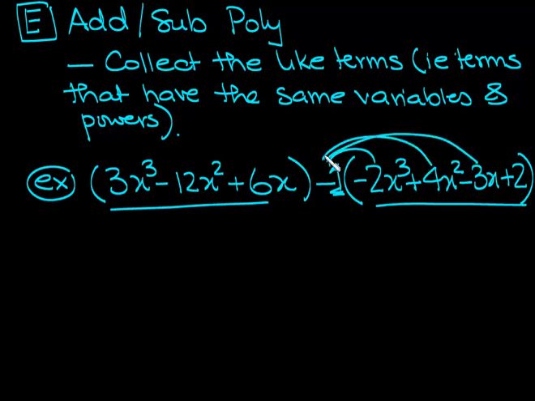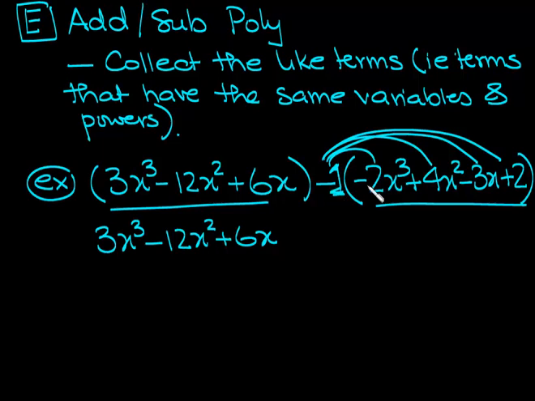Okay, so first thing we'll do is get rid of the parentheses across the board. So let's do that. So we get -1 times -2 is positive 2x cubed minus 4x squared plus 3x minus 2. So we're taking -1 times -2 gives us 2, -1 times positive 4 gives us -4, and so on.